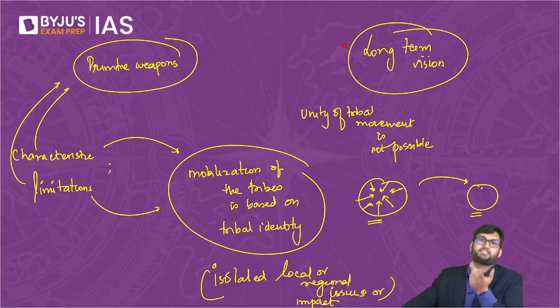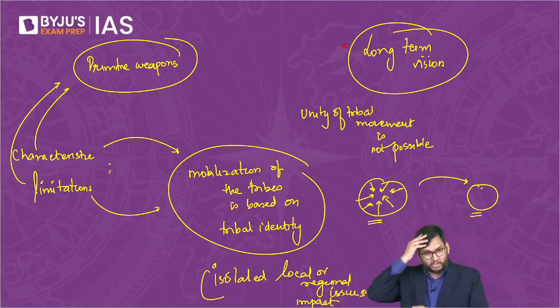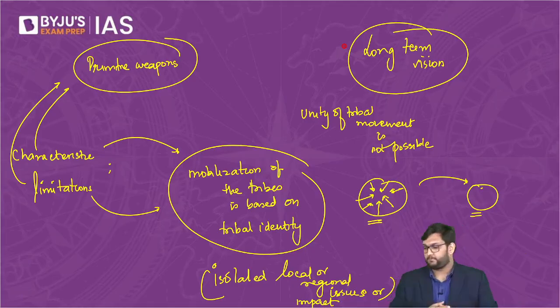So now again this issue remains: what do they do with that freedom? So when we talk about the tribal rebellions in India, the problem is that they are not able to create a coherent long-term picture also. So they are mobilizing on tribal identity, local and regional issues. They are using primitive weapons, but also the long-term vision is distorted.